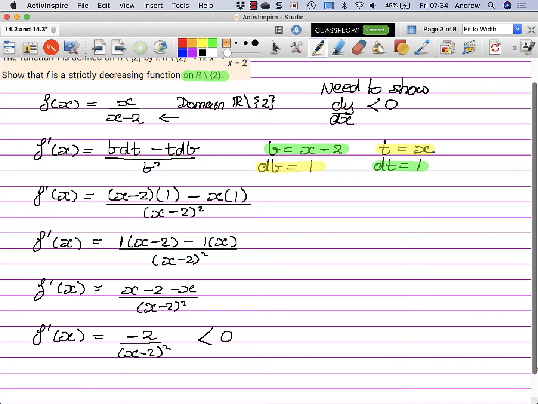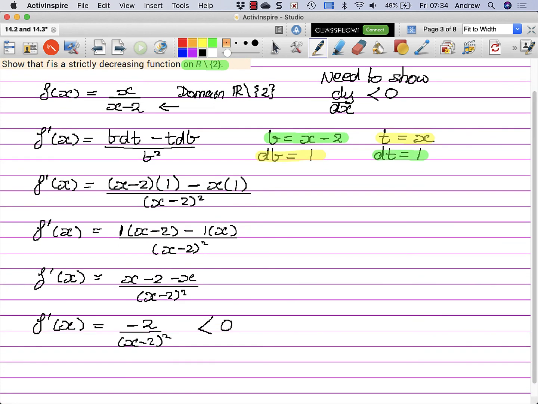You can't just say that. If you don't justify it, you will lose marks. So why is that less than 0? Because the top is equal to minus 2, which is a negative, and the bottom is equal to x minus 2, and any real number squared is always positive, and a negative divided by a positive is always a negative. If you do not explain that, you will lose marks.